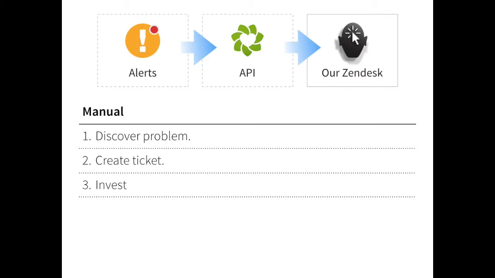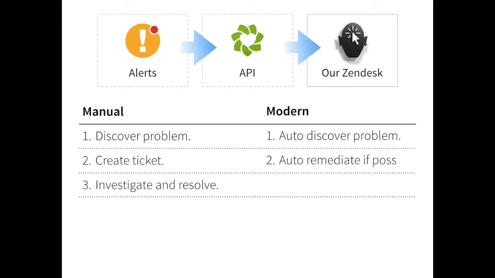We used to have to discover the problem, whether on our own or the client would tell us about it. We'd have to create the ticket. We'd have to investigate and resolve the ticket, update the ticket. And that's a standard workflow that a lot of people still operate on today, but what we call our modern automated system is all about, can we auto-discover the problem? Can we automatically fix it if we find it? And then can we create and maybe even solve the ticket? All without touching it at all. That's kind of our goal.